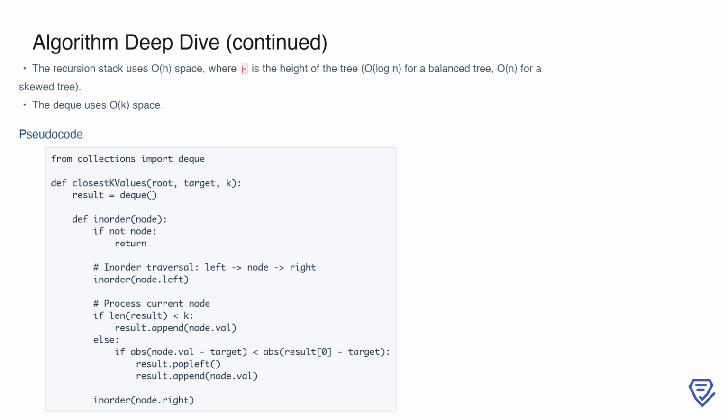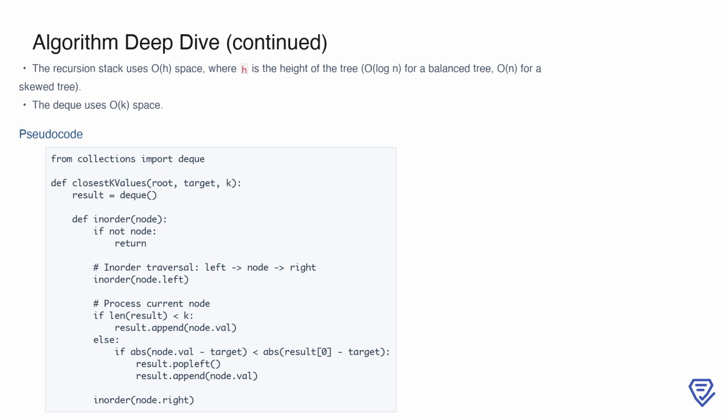We start by initializing a deque to store the k closest values dynamically. The core of the algorithm is the recursive in-order traversal function. This function first processes the left subtree, then evaluates the current node. If the deque has fewer than k elements, we append the current value. Otherwise, we compare the current value's proximity to the target with the farthest value in the deque.